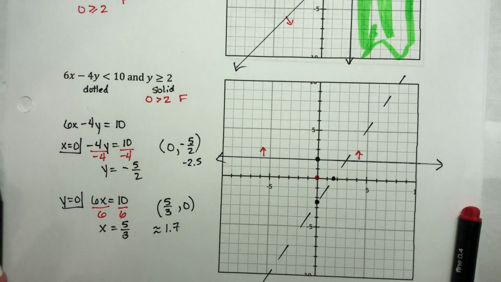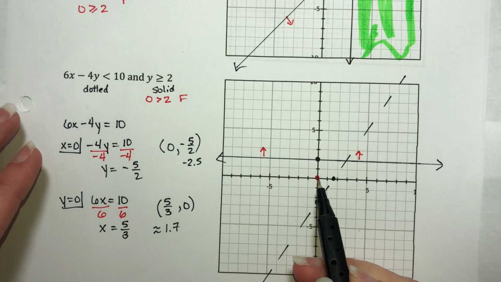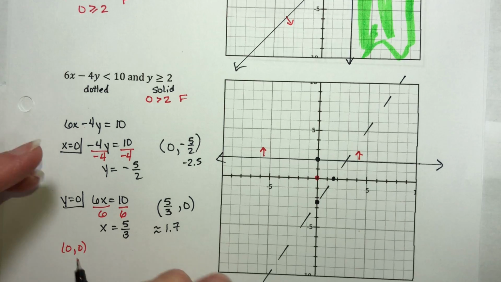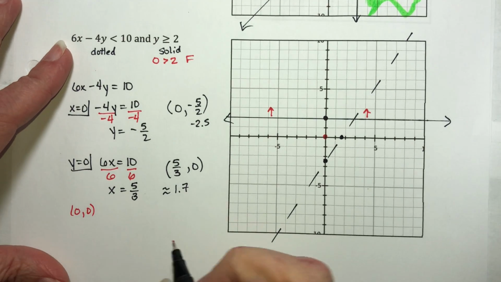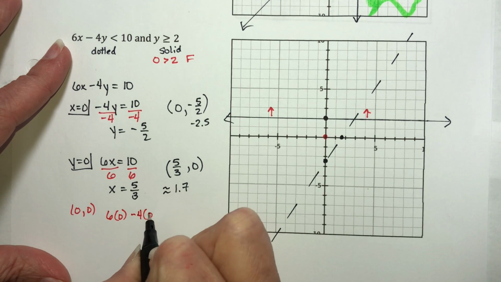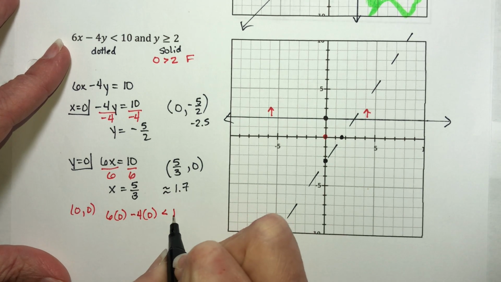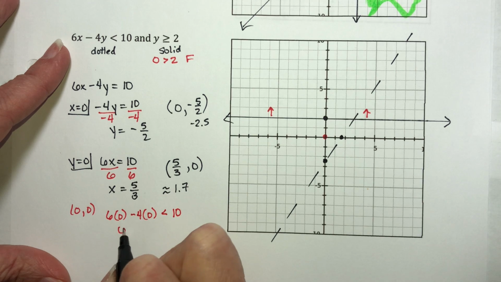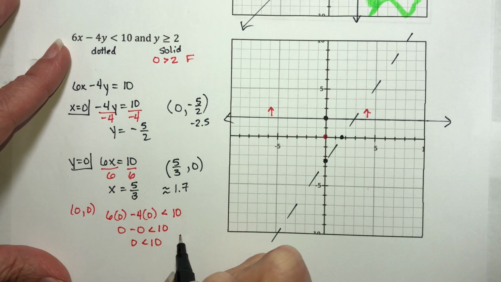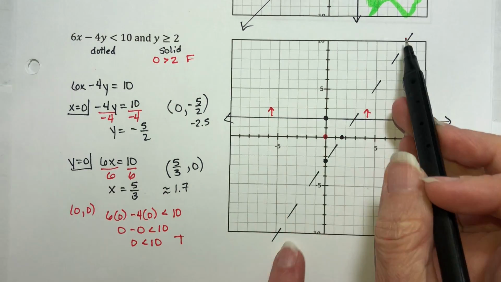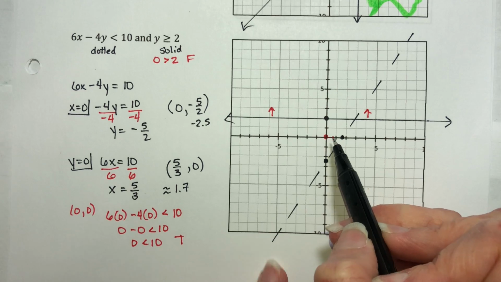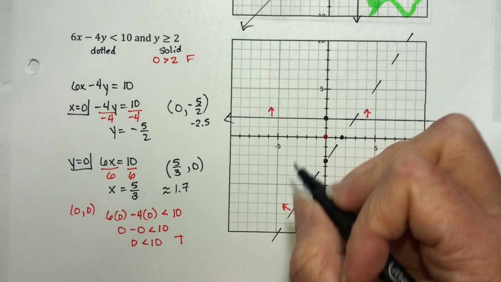Now 0, 0 is available for this one as well. So take 0, 0 and plug it into your inequality. 6 times 0 minus 4 times 0 is less than 10, which gives me 0 minus 0 is less than 10, and that's going to be true. So for this dotted line, our test point is on the true side, so we would shade this side.